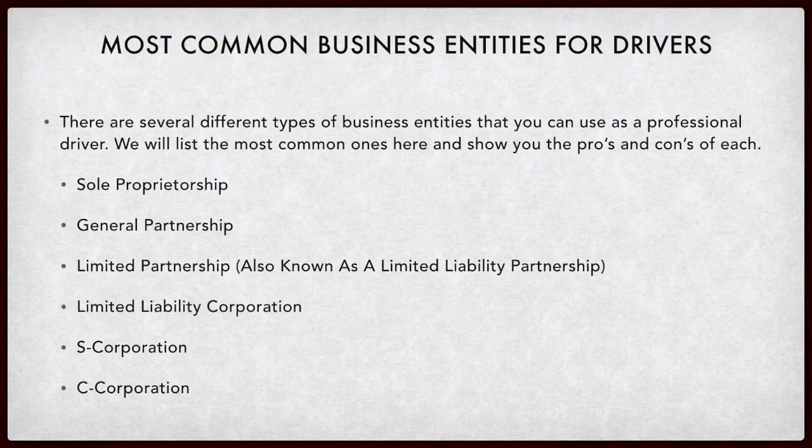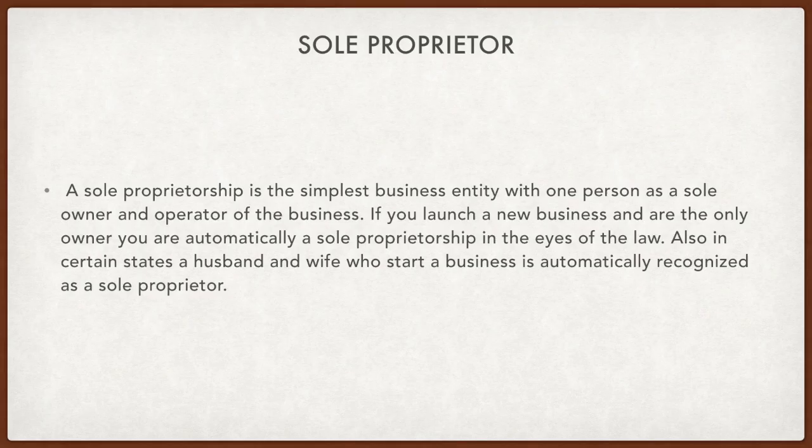Okay, guys, we're fixing to go over the most common business entities for drivers. This will be a sole proprietorship, general partnership, limited partnership, limited liability corporations, S corporations, and C corporations. A sole proprietorship is the simplest business entity with one person as the sole owner and operator of the business. If you launch a new business and are the only operator, then you are automatically a sole proprietor in the eyes of the law. Also, in certain states, a husband and wife can be considered a sole proprietor. It is automatically recognized if you form any type of business that you're doing.